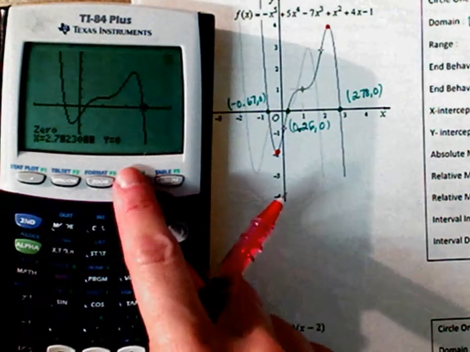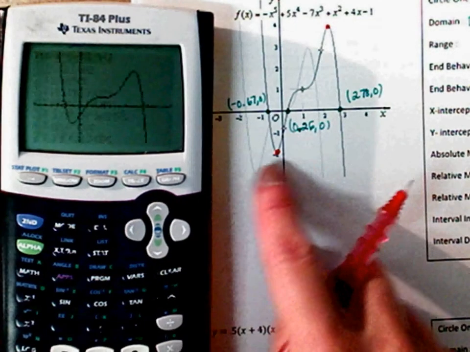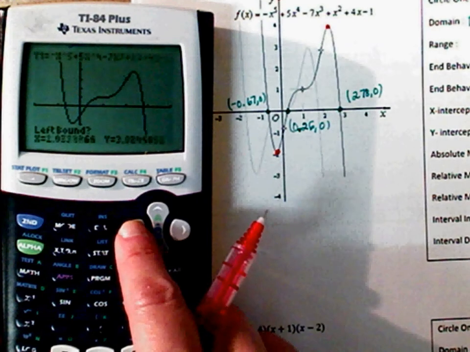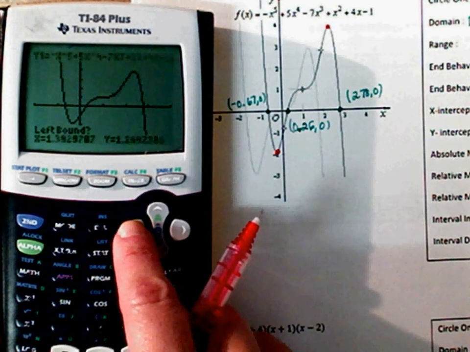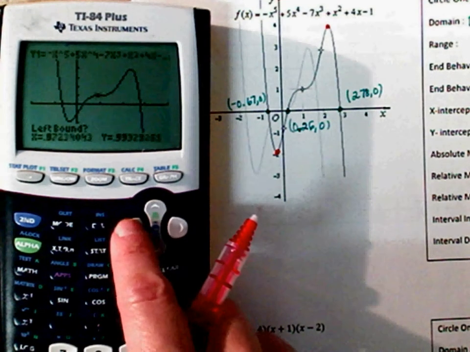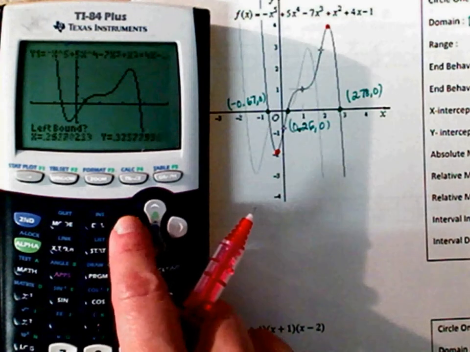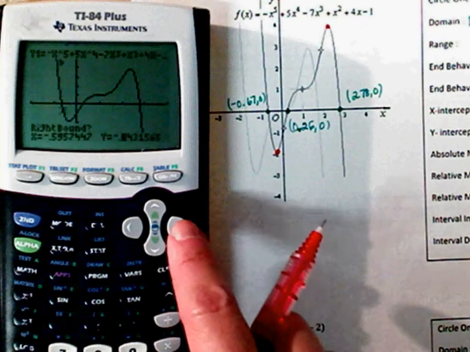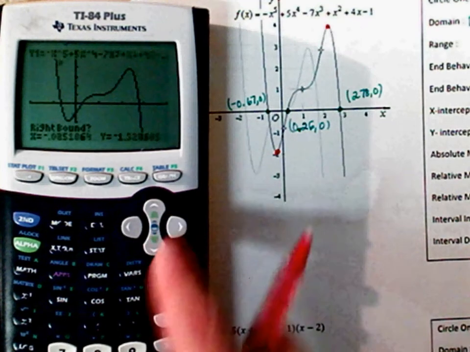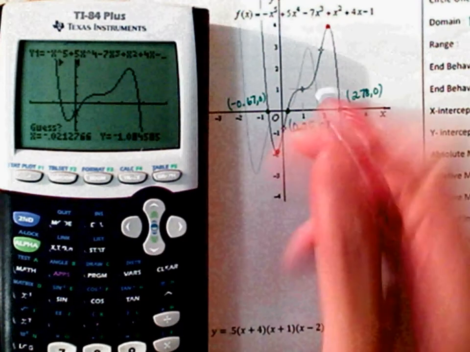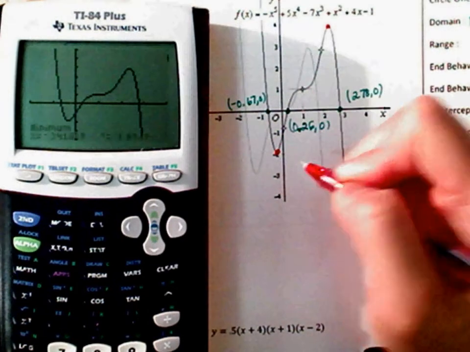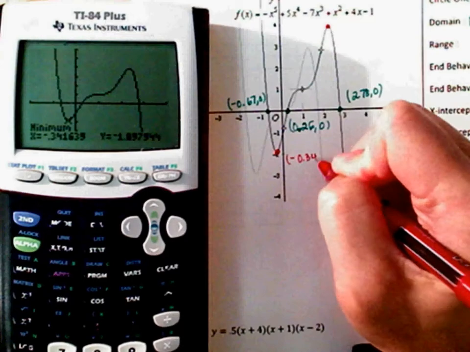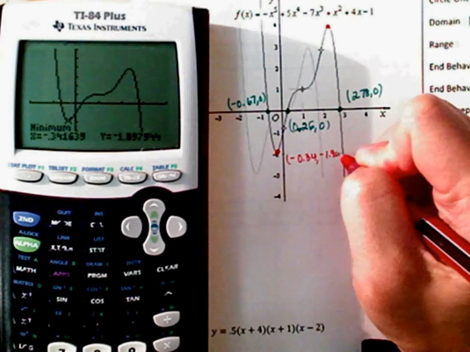So second calculate, minimum, number 3. Maybe I should have done the maximum first, but that's okay. This one is your constant right here. Okay. Enter, right arrow, enter, and yes, I want you to tell me what my minimum is. So your minimum is negative 0.34, comma, negative 1.90.